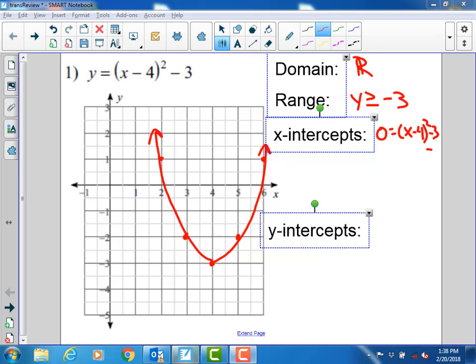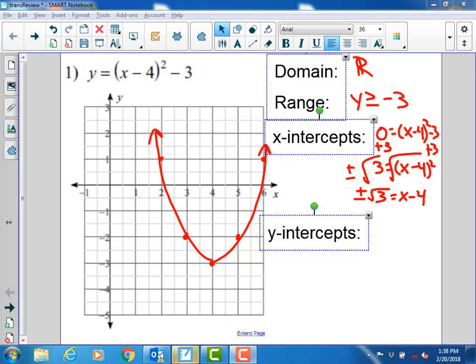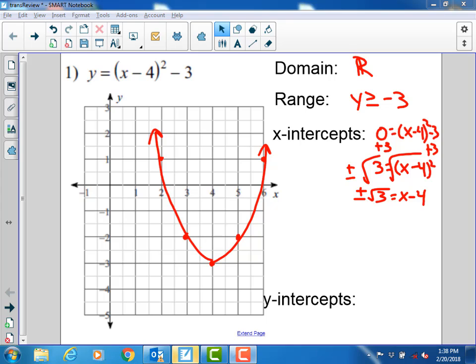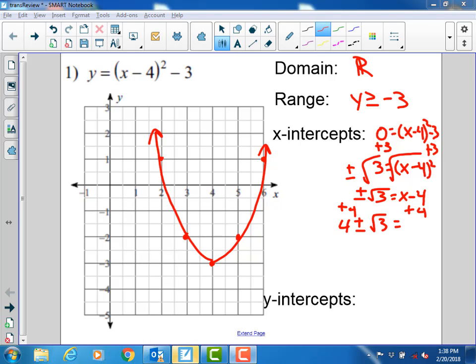So the first thing we'd want to do is add 3 to both sides. And now we need to get rid of the square. So we're going to take the square root of both sides, and we'll have plus or minus radical 3 is equal to x minus 4. So now we just got to add 4 to both sides. And there we have our exact values for x-intercepts. So the one on the left is 4 minus radical 3, and the one on the right is 4 plus radical 3.